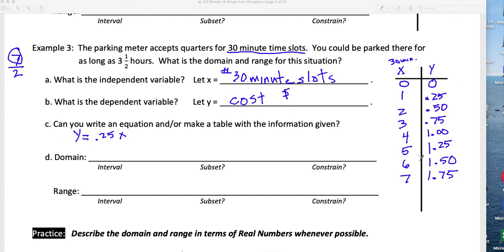I've got everything I need to write my domain and range. I start with a 0 and I end with a 7, and it includes 0. And there's nothing that's missing here, so I don't have to put any multiples or anything else, or evens or odds or anything else. This is just whole numbers.